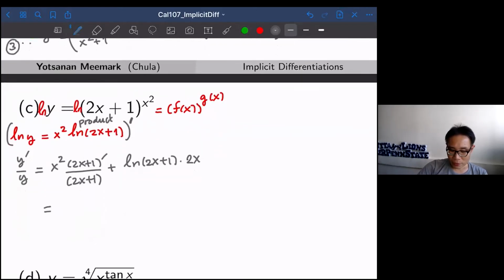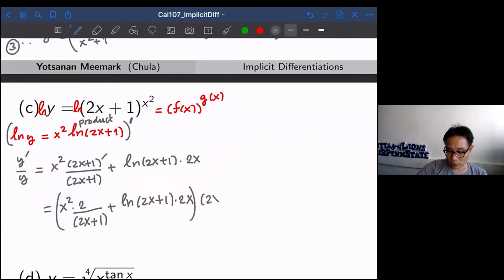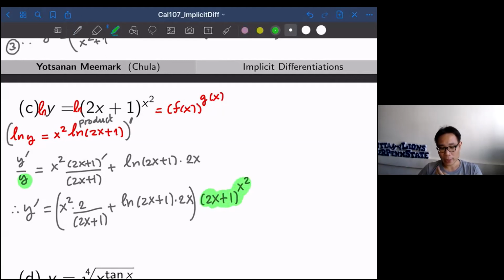And then this one will be x squared, okay, and times 2 over 2x plus 1, plus log of (2x plus 1) times 2x, and everything multiplied with y, so it's going to be multiplied with (2x plus 1) to the x squared. So this one is y prime. Okay, so this one is your y, and you multiply y up here, okay, in order to solve for y prime. Okay, so you see it's not difficult. However, here is where you apply the product rule.